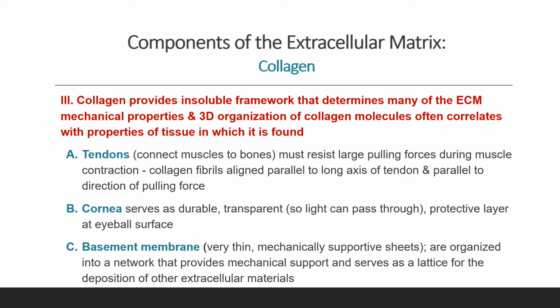In the cornea, it serves as a durable, transparent protective layer at the eyeball surface so that light can pass through easily. And in the basement membrane, collagen fibrils are very thin and are considered mechanically supportive sheets. They are organized into a network that provides mechanical support and serves as a lattice for the deposition of other extracellular materials.